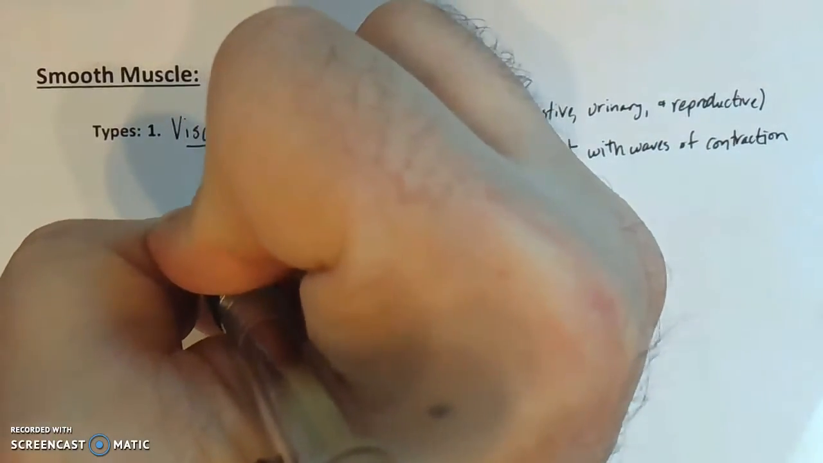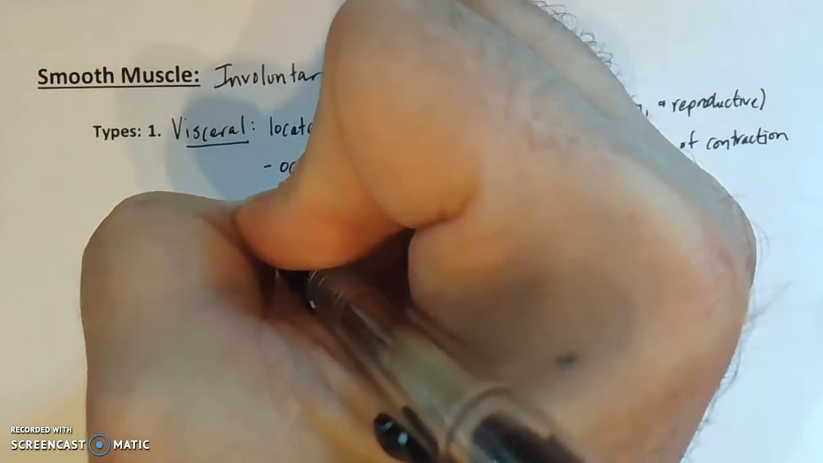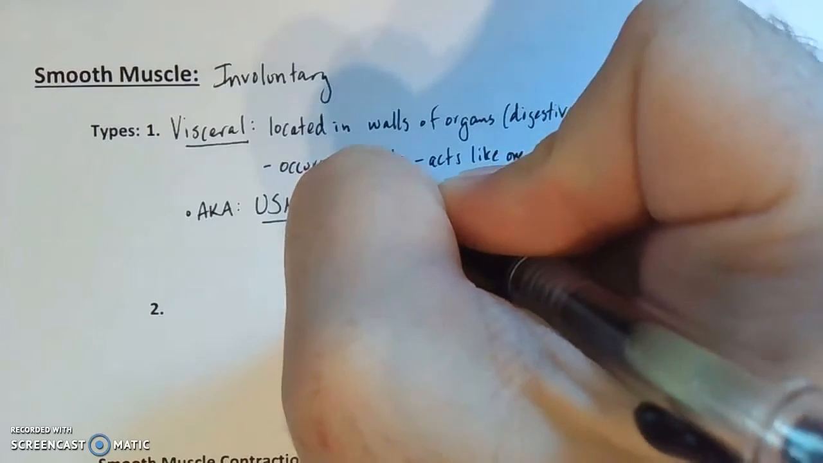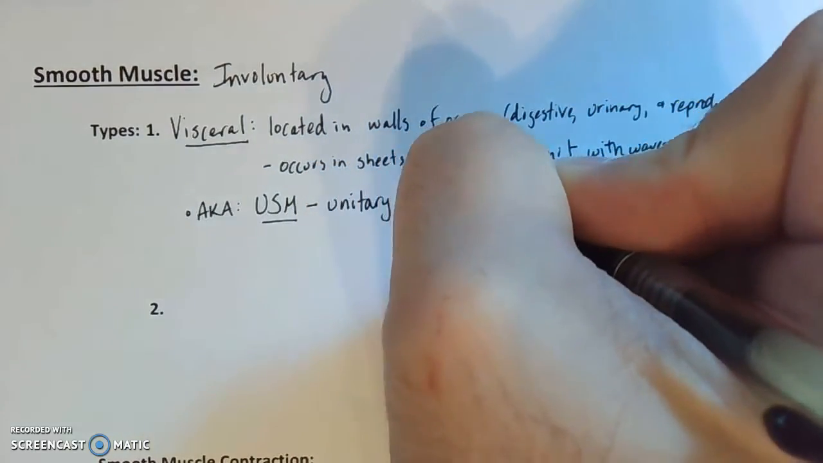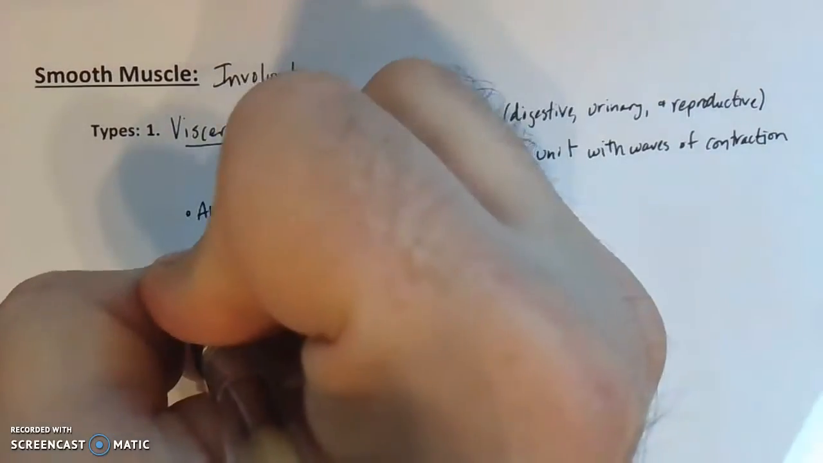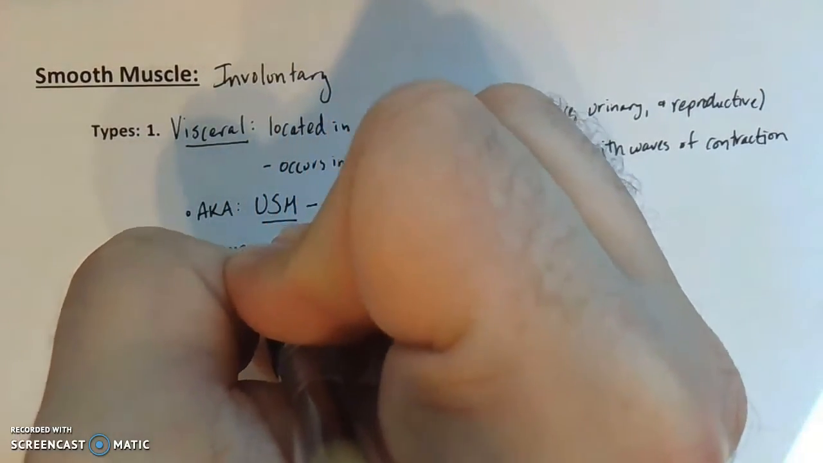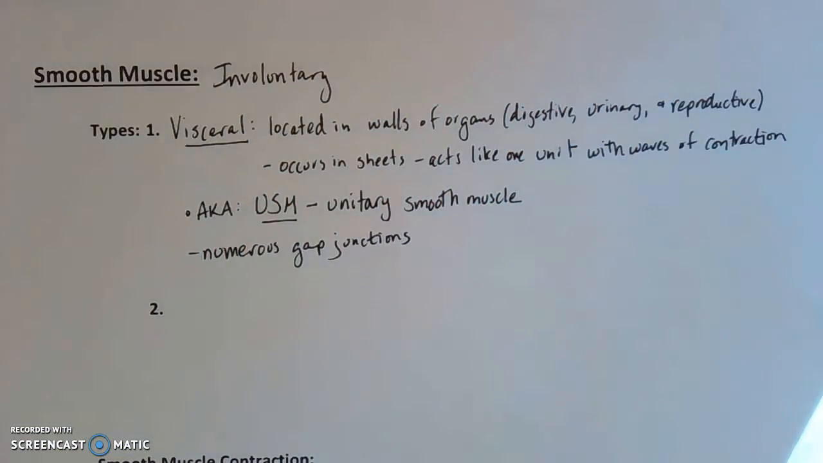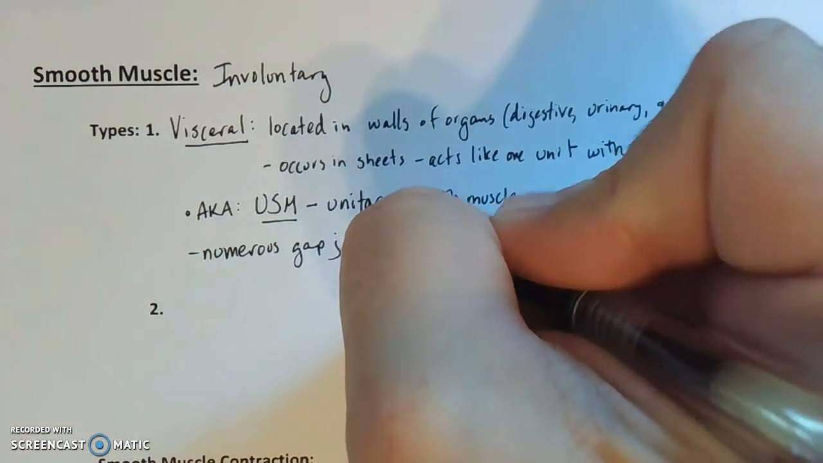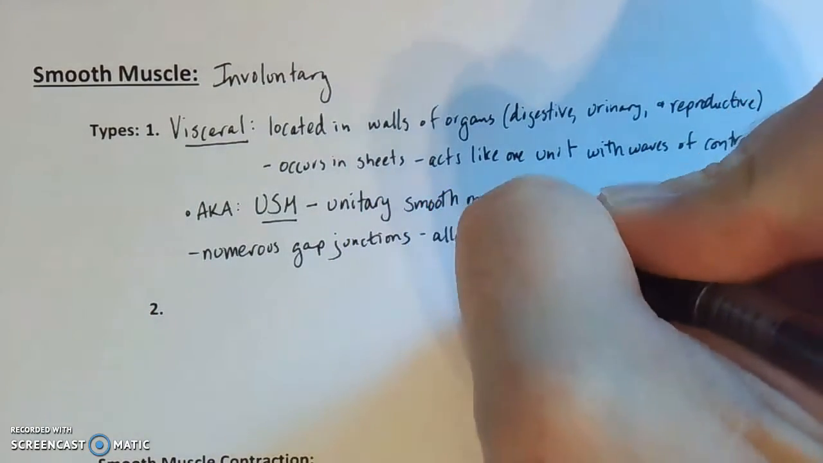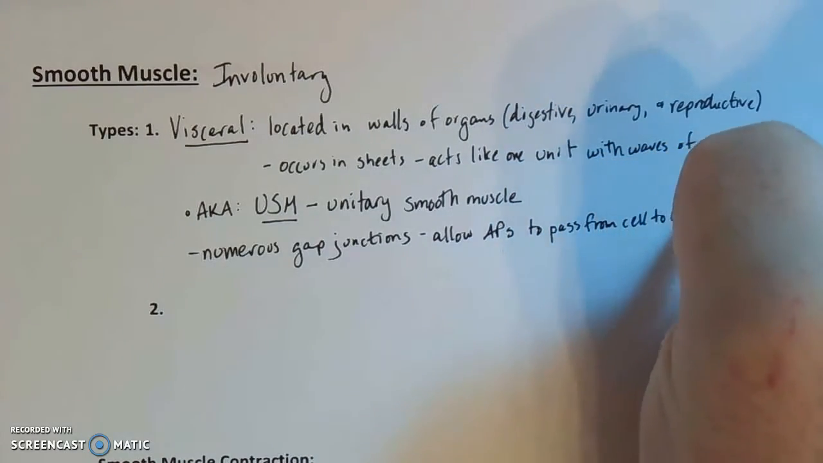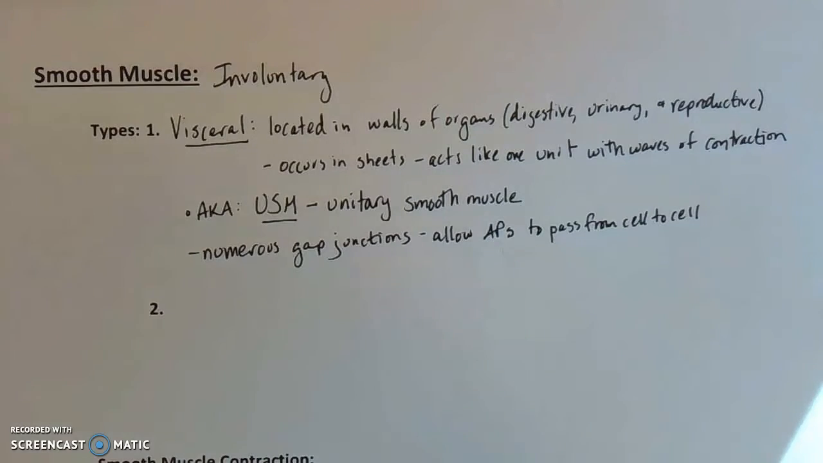This muscle is also called USM muscle, which stands for unitary smooth muscle, since it acts like a unit. There are numerous gap junctions. Remember that gap junctions allow messages between the cells to travel. So these allow action potentials to pass from cell to cell. So that means that it can act like a unit.